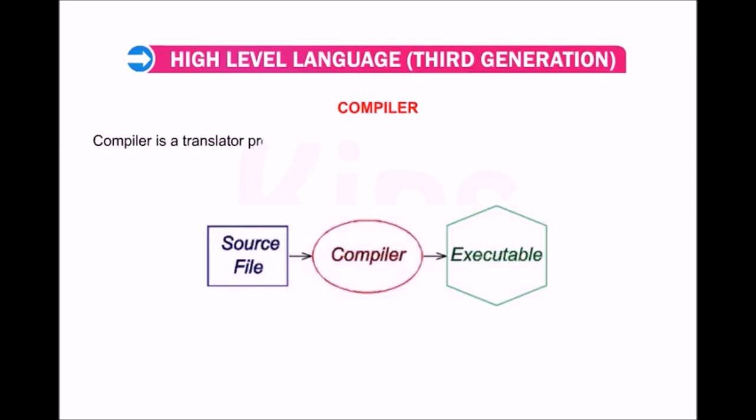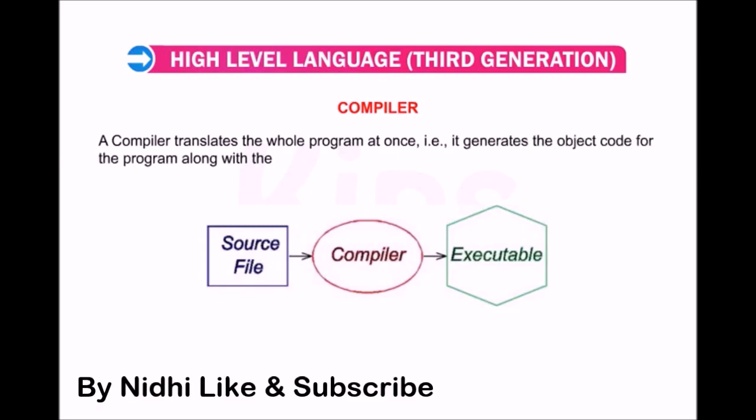Compiler is a translator program used to convert a high-level language program into machine language. A compiler translates the whole program at once. That is, it generates the object code for the program along with the list of errors. The execution is very fast.